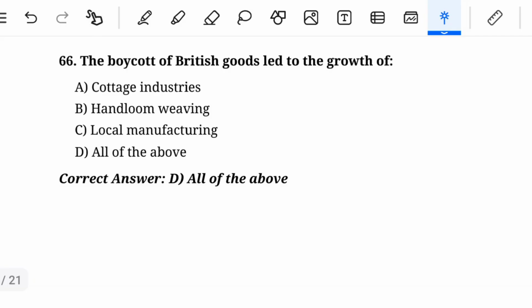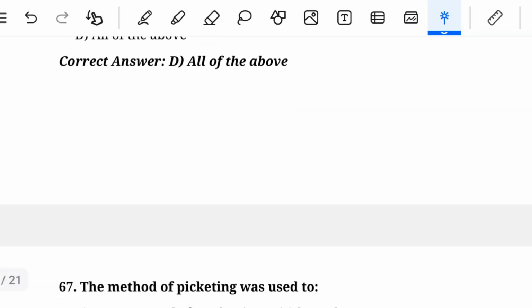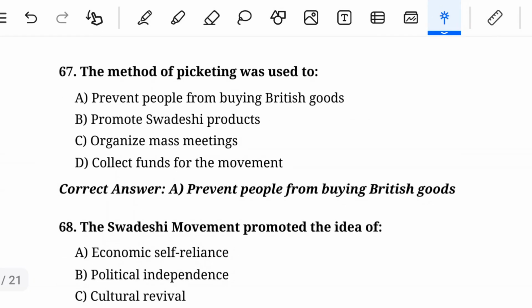66. The boycott of British goods led to the growth of: A. Cottage industries, B. Handloom weaving, C. Local manufacturing, D. All of the above. Correct answer, D. All of the above. 67. The method of picketing was used to: A. Prevent people from buying British goods, B. Promote Swadeshi products, C. Organize mass meetings, D. Collect funds for the movement. Correct answer, prevent people from buying British goods.